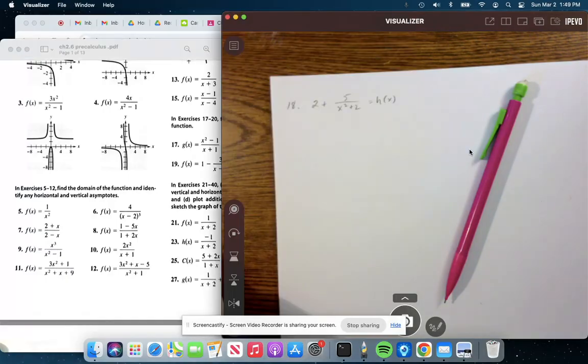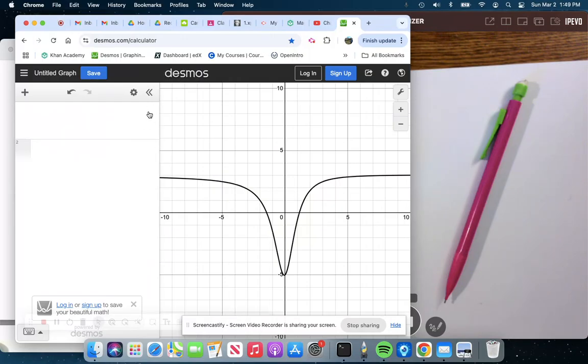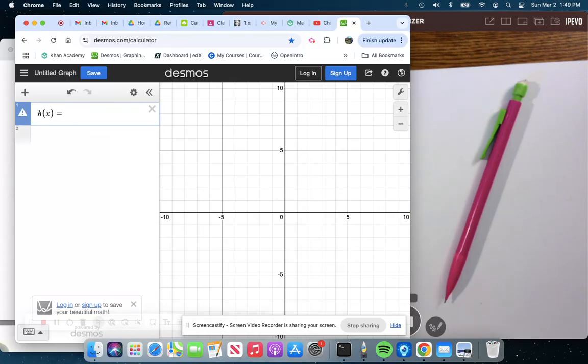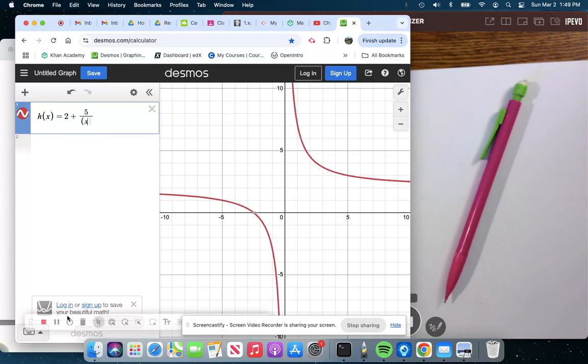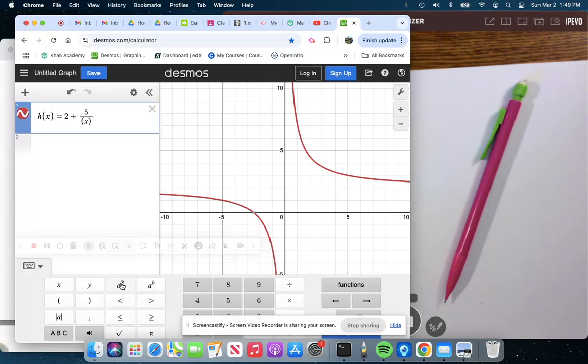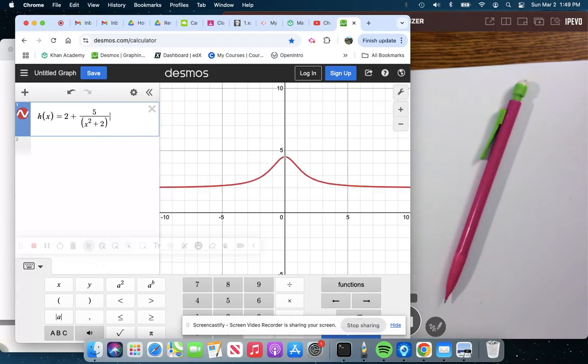All right, so there it is. And we'll put that into Desmos. h of x equals 2 plus 5 over x squared plus 2. All right, there it is.